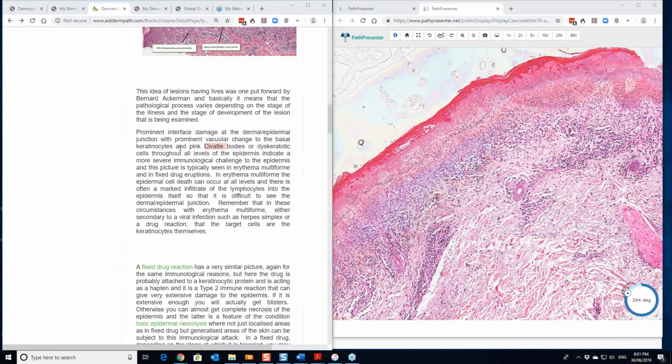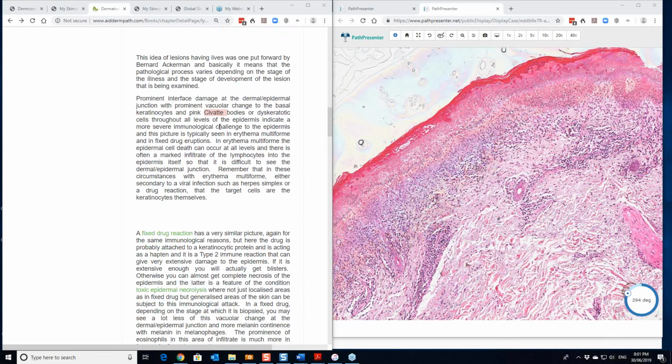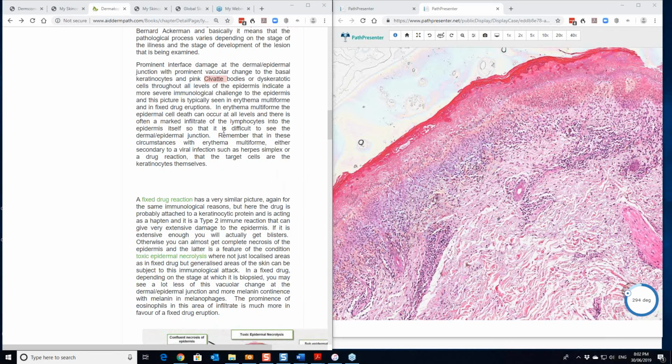This just goes over the prominent interface damage, the Civatte bodies are dyskeratotic cells. In erythema multiforme, the epidermal cell death can occur at all levels, often with a marked infiltrate of lymphocytes. In fixed drug reaction, a lot of the damage, well, it really can look like erythema multiforme as well.